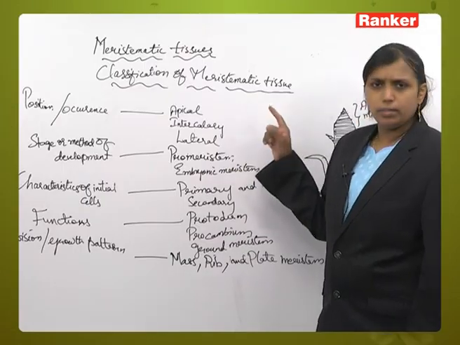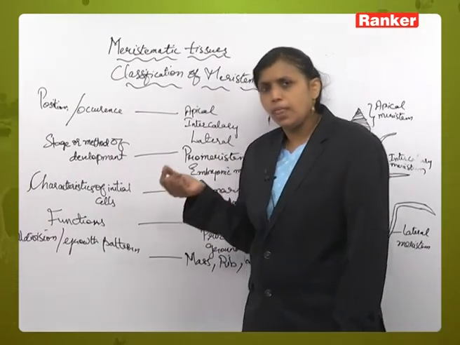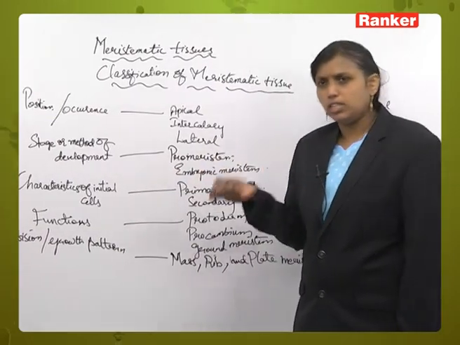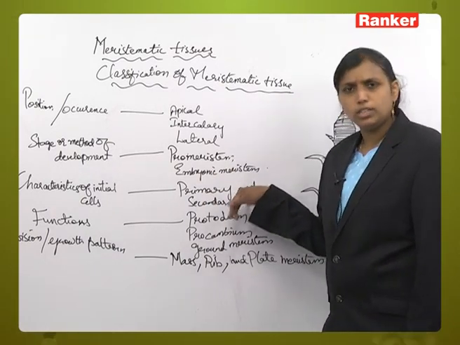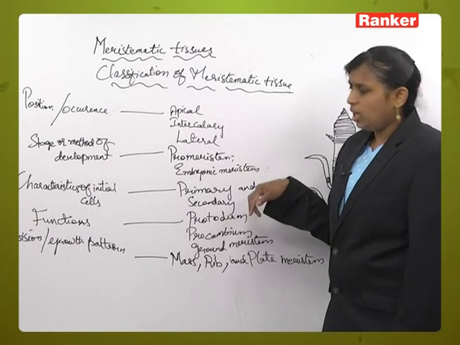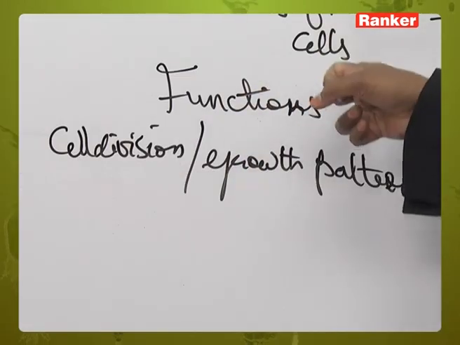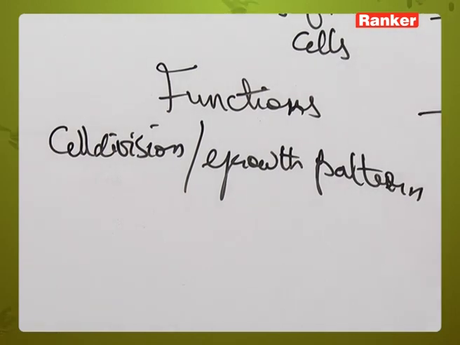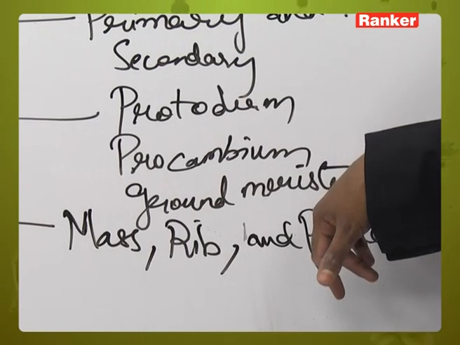As I said earlier, on the basis of the beginning of the meristematic tissue, there are two basic types, primary meristem and secondary meristem. If they are developing from the embryonic initials, then that is primary meristem. If it is developing from the permanent tissue and leading to the formation of secondary growth, then that will be a secondary meristem. Next, on the basis of the functions it carries out, meristematic tissue can be divided into protoderm, procambium and the ground meristem.